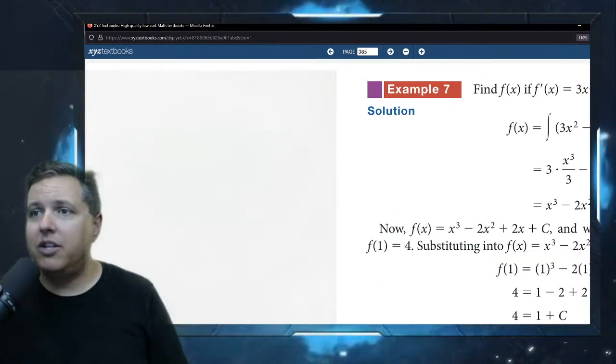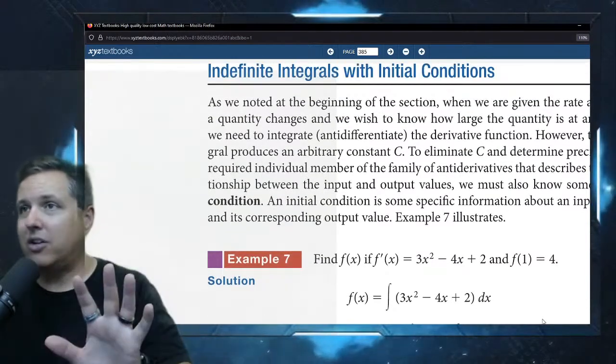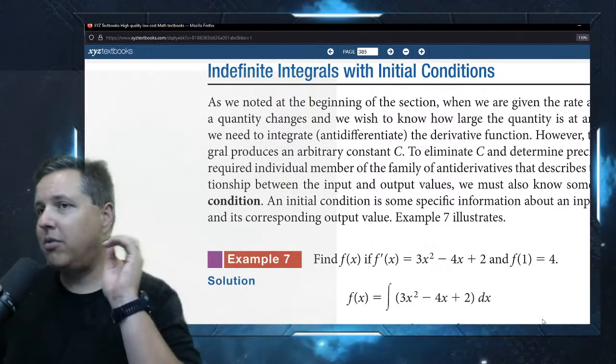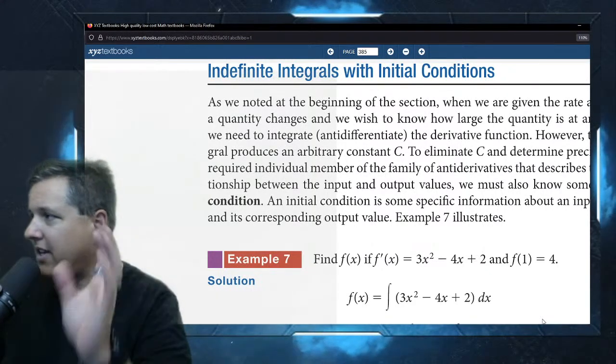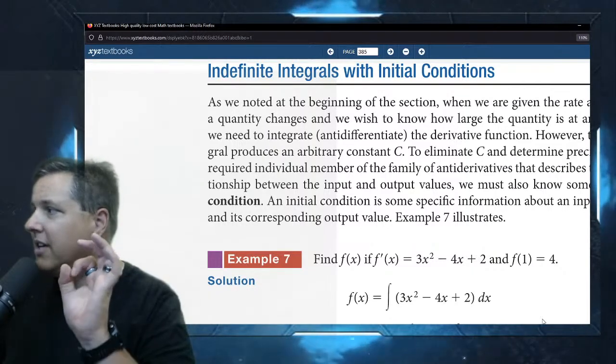Indefinite integrals with initial conditions. So this seems confusing to people, but it's actually not bad. It's like one extra step that you do on the end of the problem, and it's not even a difficult one. It's like algebra. The extra step to do these initial condition problems is algebra.